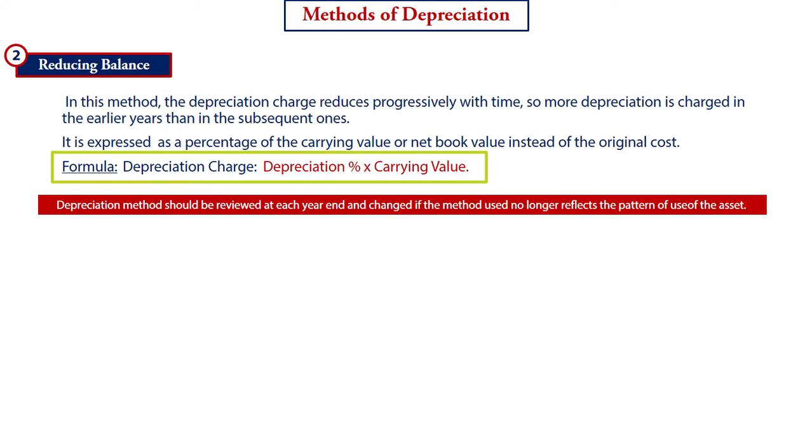Okay. So let's note something here. The depreciation method should be reviewed as well each year and changed if the method used no longer reflects the pattern of the use of the asset. So a business might estimate that per my activity, the straight line method will work for me. But in the course of the usage of the asset, if you realize that the straight line method doesn't reflect the usage of the asset, we have to change it to the reducing balance.